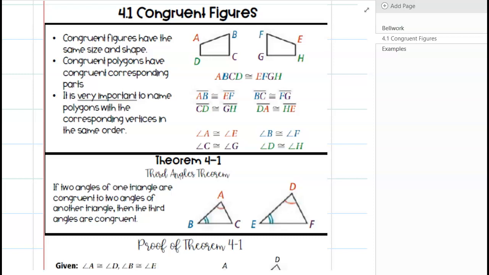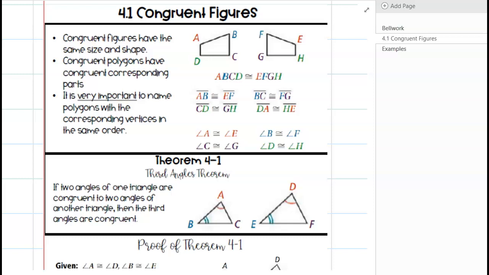So chapter 4 is all about how to prove that triangles are congruent. This first section talks about what it means to be congruent. We've used this word congruent before, but we've used it to talk about congruent angles or congruent lines.